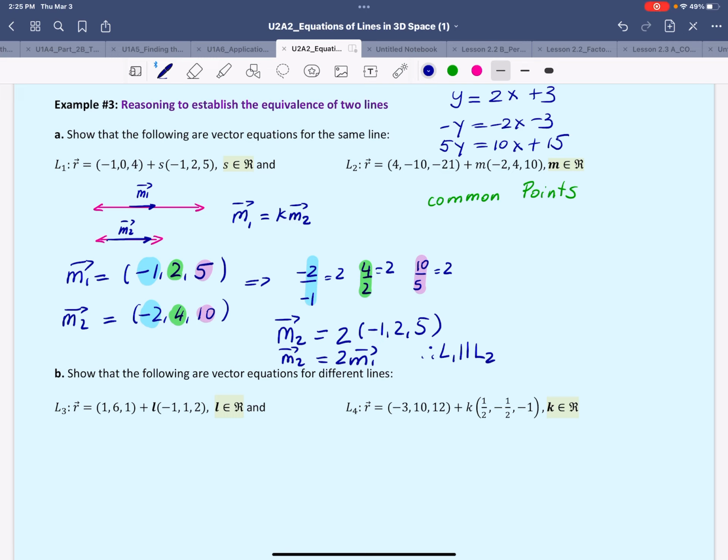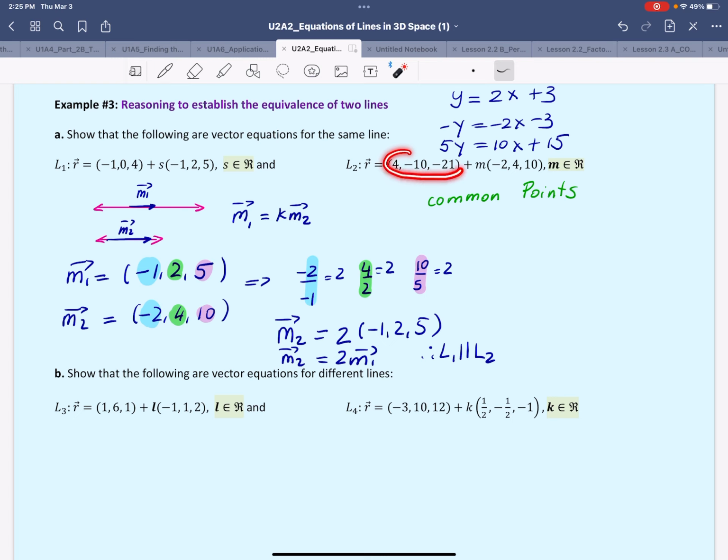Now, the next condition that must be fulfilled is that the lines have a common point. Let's take a look at both of them. Is there any point that is visible in the equation of each line? You see that we have a starting point here and a starting point here, which means that if either of these points is common, that means that the lines are equivalent.